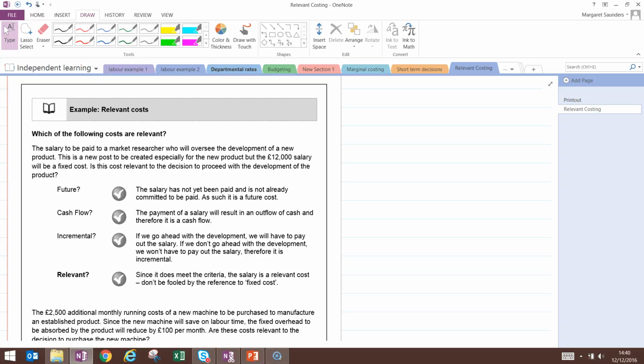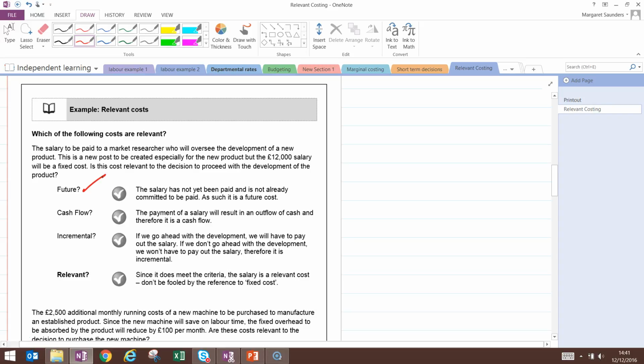So it is a fixed cost, and we have just said that generally variable costs are relevant and fixed costs irrelevant. But here is an example where it is a fixed cost, but it could be relevant. So we need to consider the three characteristics. Firstly, is it a future cost? So is it going to be incurred in the future, or has it already been incurred? Well, it's not yet been paid, so therefore it is a future cost.